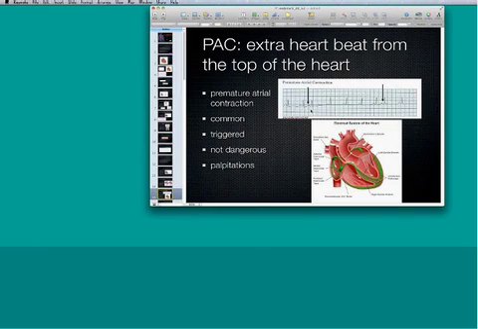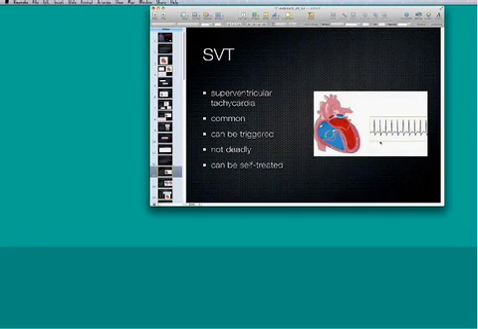Now some people feel these. Many times people won't ever know these happen. You can have a lot of these. And if you have a lot in a row of premature atrial contractions, what would we call it? If you had a whole bunch of premature atrial contractions in a row, fast. That's kind of a tough question, but we covered that. That would be called SVT.